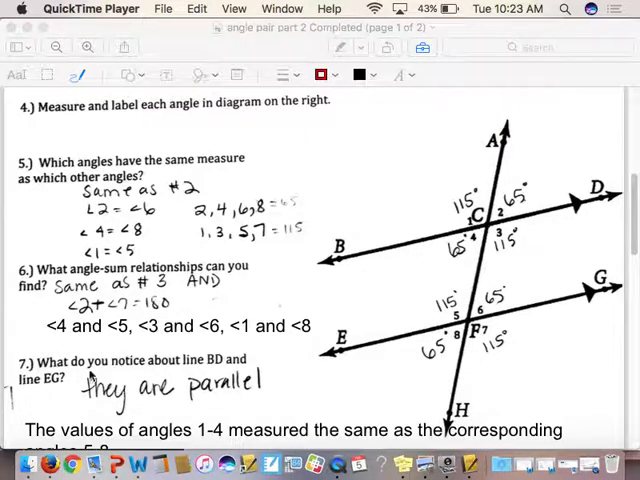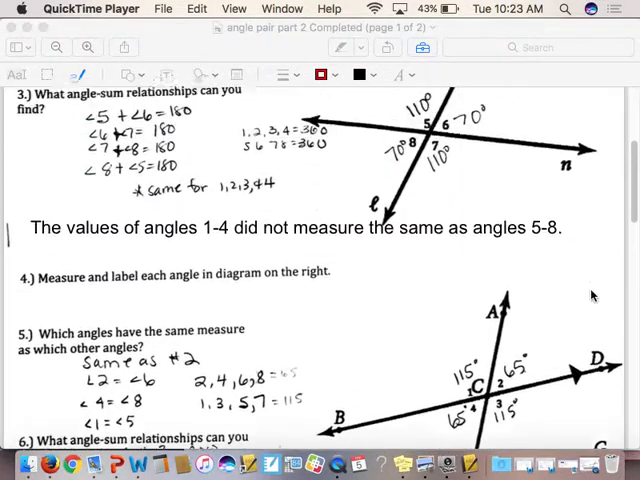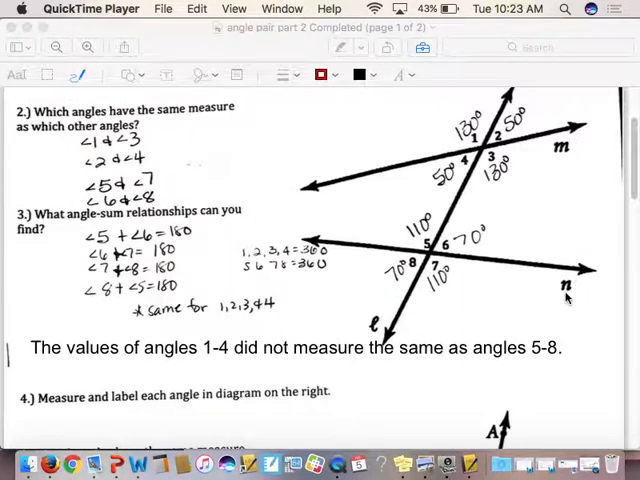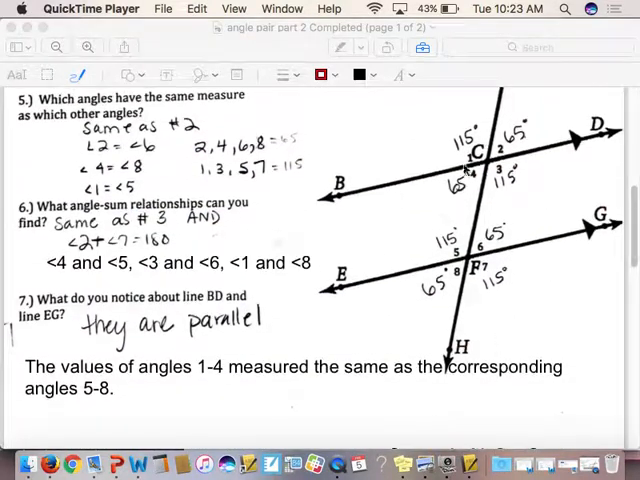And then looking at question 7 here, what do you notice about line BD and line EG? So looking carefully, I noticed that these two lines are parallel and they have the parallel markings on them. So that leads me to think that these similarities are happening because these two lines are parallel, and in the top diagram, M and N were not parallel. So I did not have as many relationships occurring there.